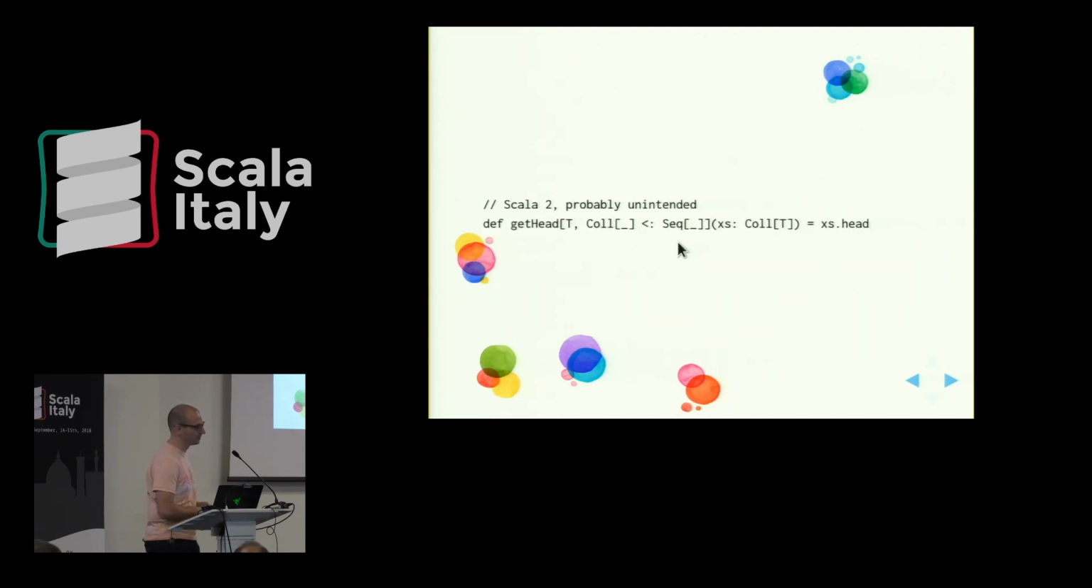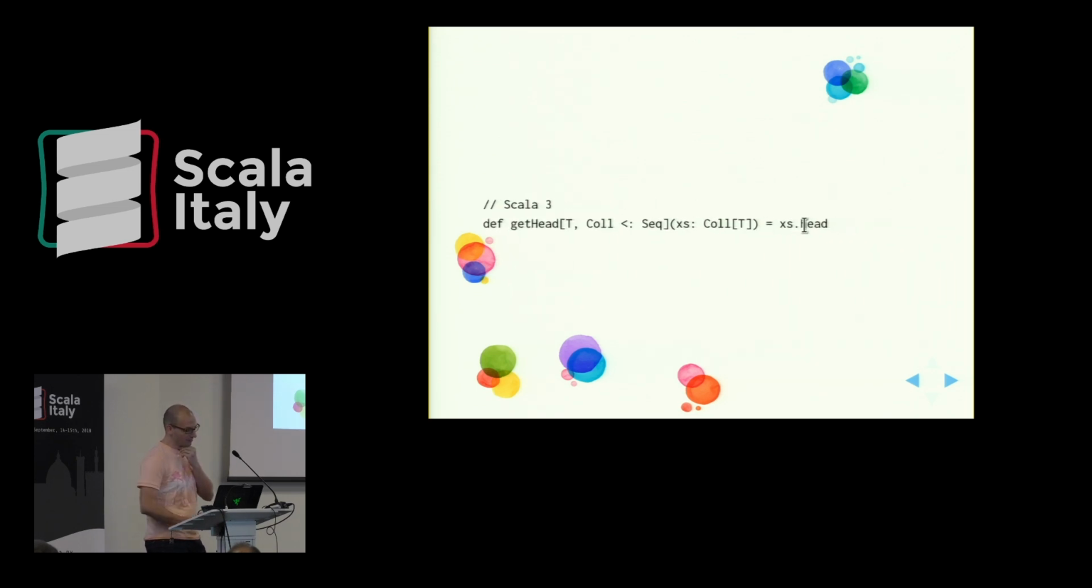What people frequently do is they write this. Does anyone know what the return type of this would be? Any. The return type is any, because although we confirm that the collection that gets inferred under unification is a subtype of sequence, we do nothing to bind the type parameter of sequence to the type parameter of collection. Consequently, we know nothing about what the head type will be, so it just assumes any. This is not what you wanted.